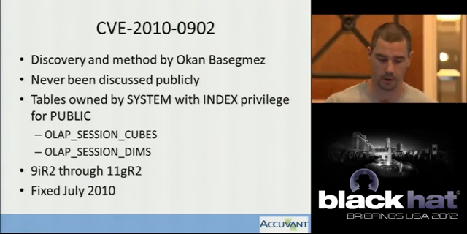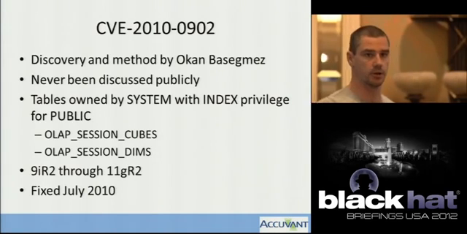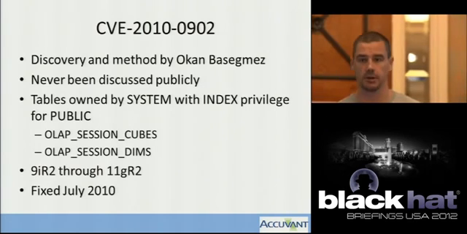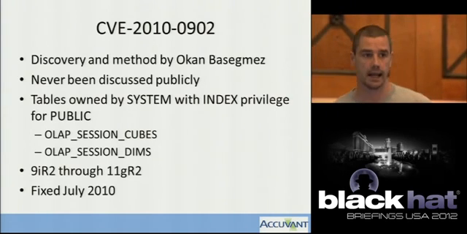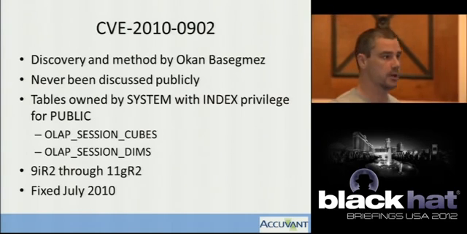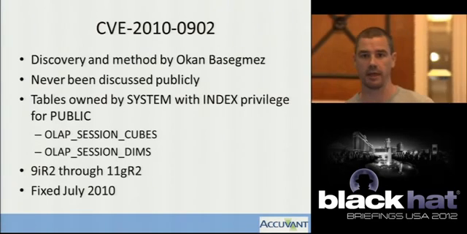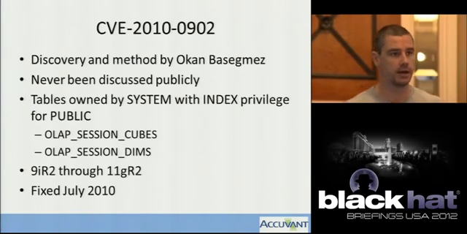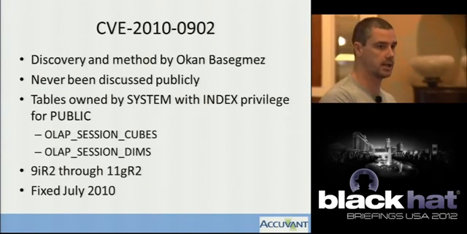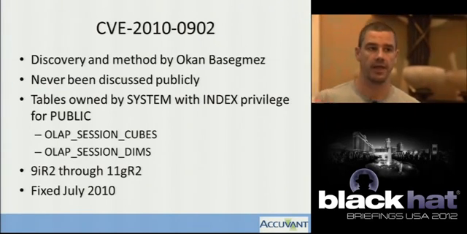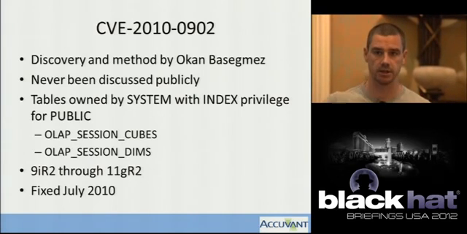Essentially, the problem is, as a user on the system, we have rights derived through that granted to public, so we can create an index on these tables. If we can create an index on these tables and we create a function-based index, we can specify what that function is going to be. And if we write a function that specifies auth ID current user, that causes that function to execute as the owner of the table, which in this case is system.